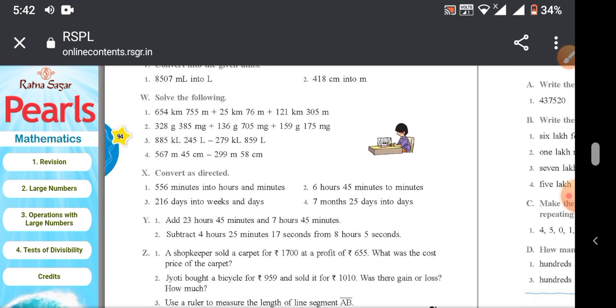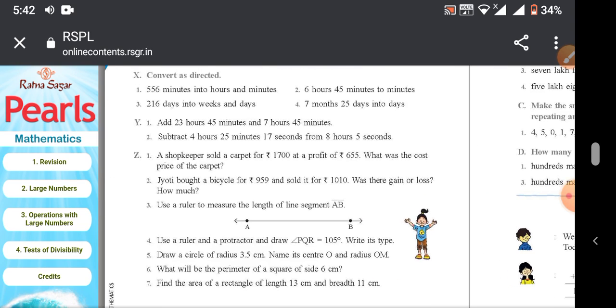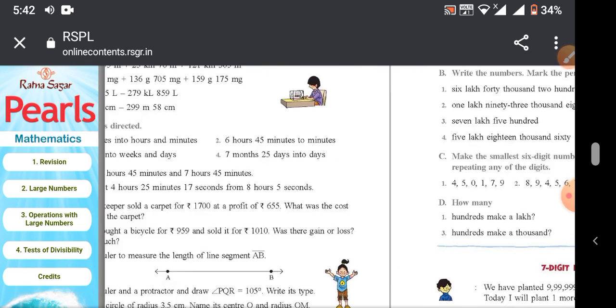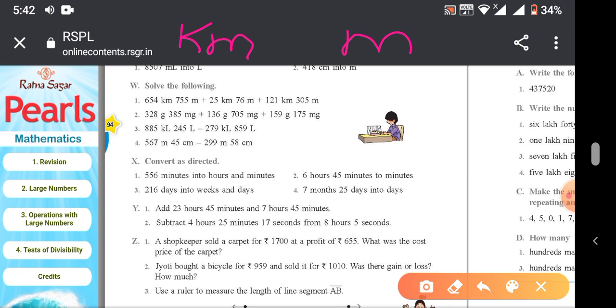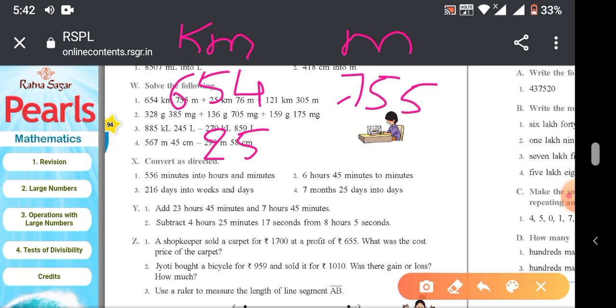Next, solve the following: 654 kilometers 755 meters, 25 kilometers 76 meters, plus 121 kilometers 305 meters. Same, these are addition sums. So we can write these as kilometers and meters. Kilometers 654, meters 755. Next, 25 and 76. Then 121 and 305. It is an addition sum, so you can add now.